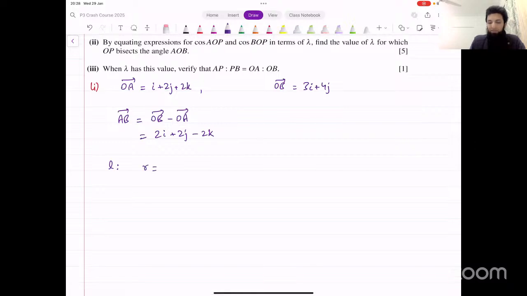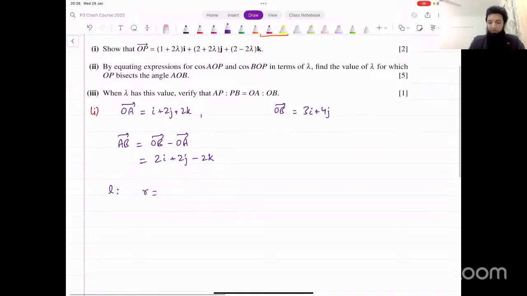R equals A plus lambda times the direction vector. Okay. Now, if we use this point, because they have 1, 2, and 2 here, so that's the first point here. If we use this point, we can write down the equation like this. It's going to be the point. So let me write down the standard form. First of all, A plus lambda D. What's the point? This is one point that we could use. This would be i plus 2j plus 2k plus lambda into direction vector, which is 2i plus 2j minus 2k.